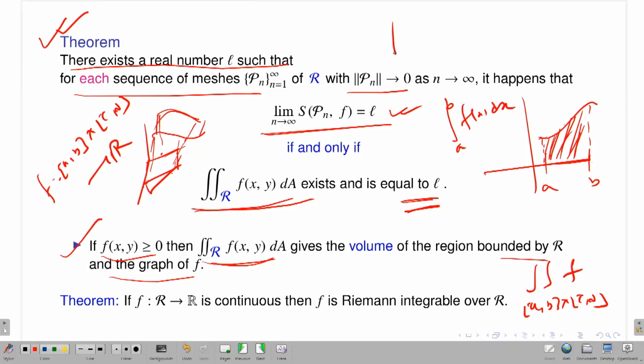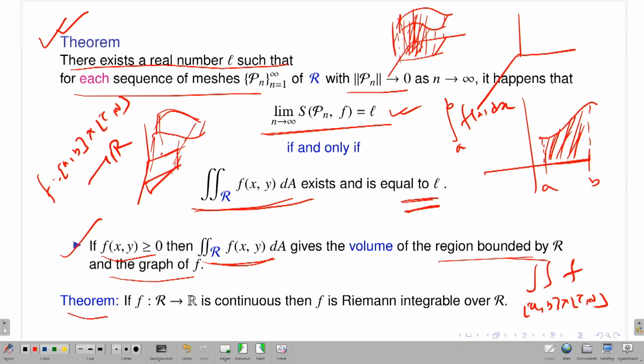Let me try to draw. Suppose this is your square region, and suppose you have a graph. So what will happen? The volume is bounded by the graph of f and the region R. So it will give you the volume of this region. That is the interpretation, and it is expected because I have just extended exactly the same concept of the Riemann integral from R to R to the context of R2 to R, or some rectangular region to R.